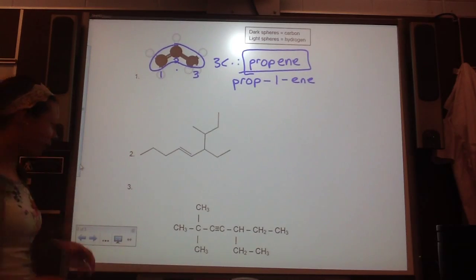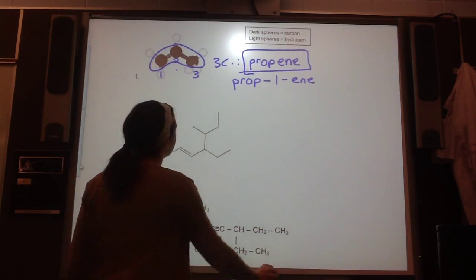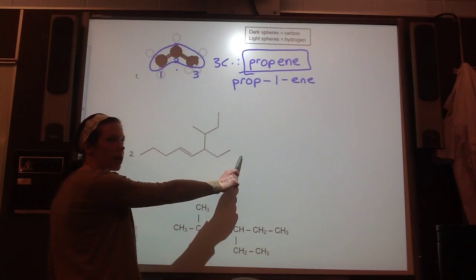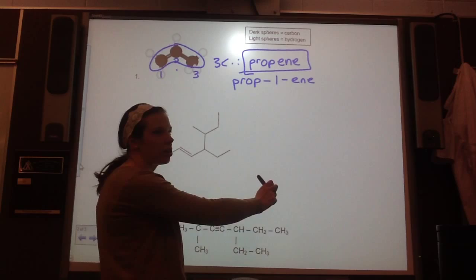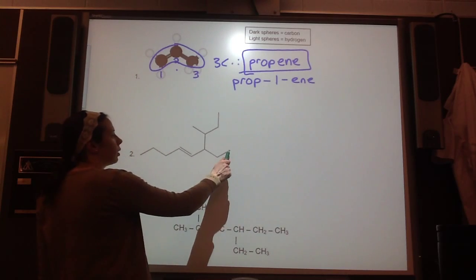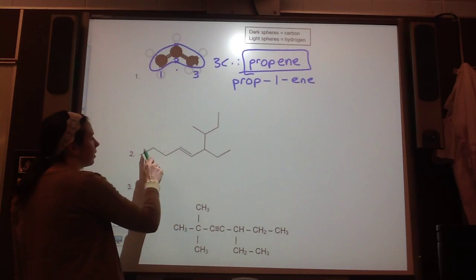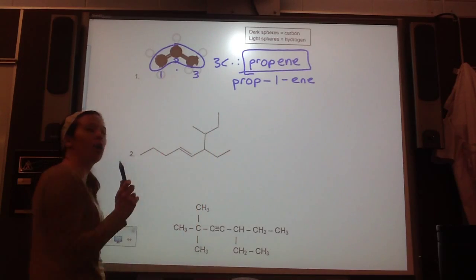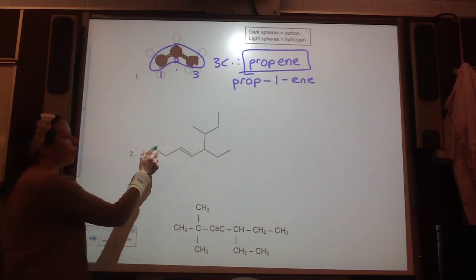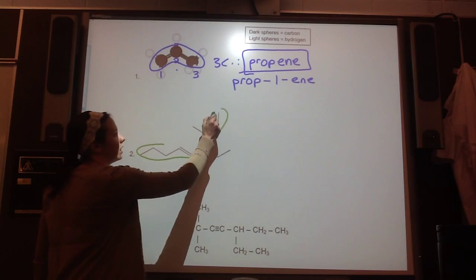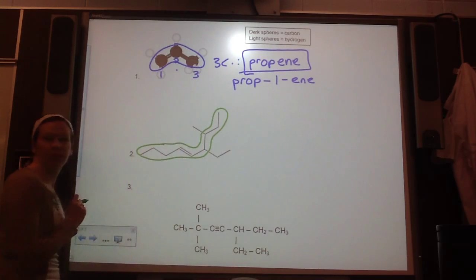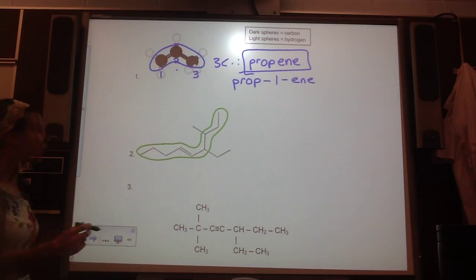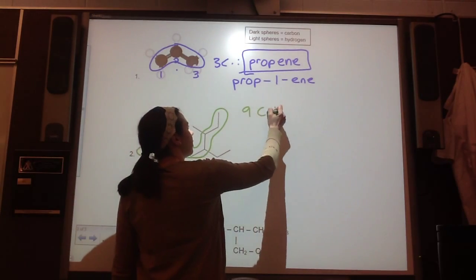So let's do this one now. This one looks crazier. Let's find the longest chain. Don't be fooled, remember, if it's all the way across, don't think that's necessarily the longest chain. So let's count. 1, 2, 3, 4, 5, 6, 7, 8. Okay. 1, 2, 3, 4, 5, 6, 7, 8, 9. Oh, that one wins, right? So this is the longest chain, and it was 9 carbons.